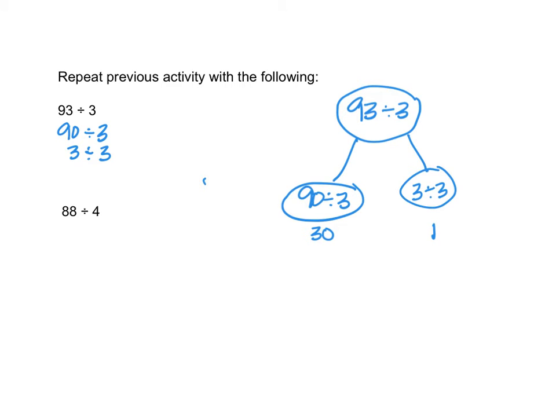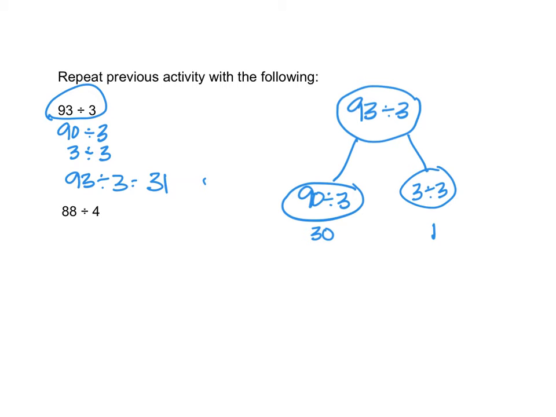So if we say our whole problem here in standard form, let's say it in unit form first. 9 tens, 3 ones divided by 3 equals 3 tens, 1 one. Or in standard form, we would say 93 divided by 3 equals 31.